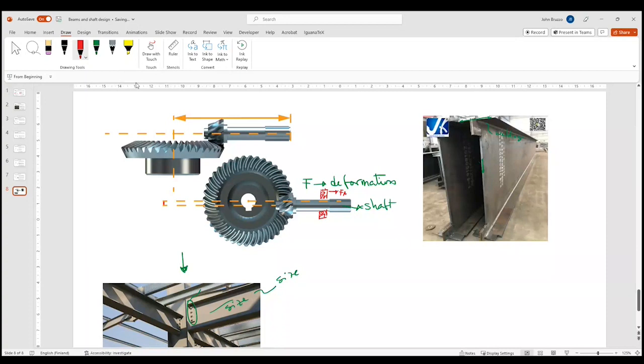So yes, an actual force on a shaft might be barely influential on the design, but we still need to check if the force is going to contribute to the deformation of the shaft. And we need to calculate it anyway, because whatever we mount on the shaft, for example a bearing, has requirements. So we need to calculate it and keep track of those forces.